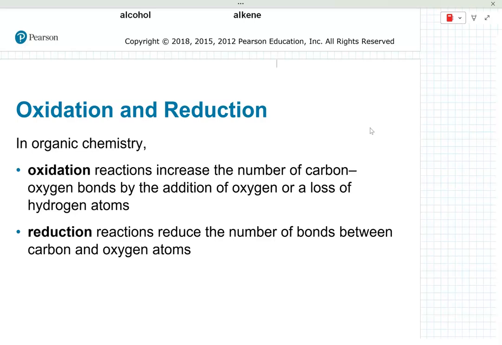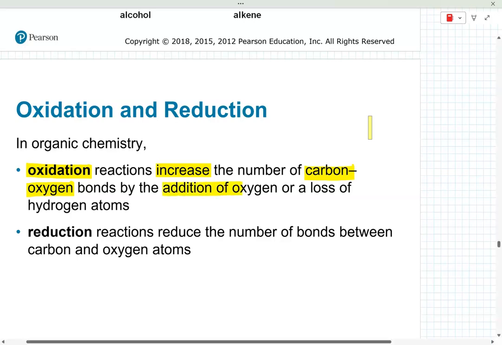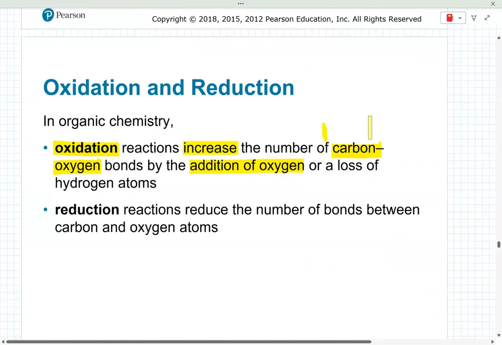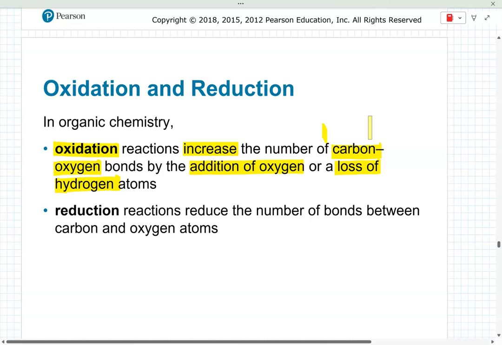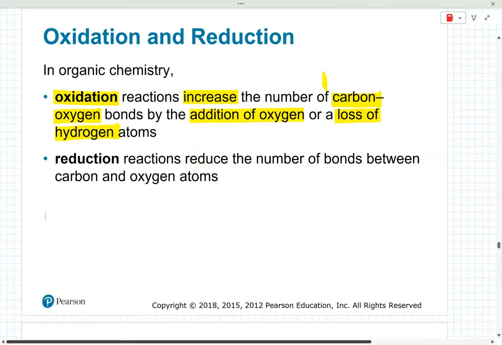Now, we're going to talk about oxidation and reduction. And I'm going to go slow. I'm going to make statements, and I'm going to ask you whether or not those statements make sense. So what is oxidation? Oxidation increases the number of carbon-oxygen bonds. Does that make sense? And it can be achieved by two routes. One is adding more oxygen atoms to the molecule, or by losing hydrogen atoms. Good?